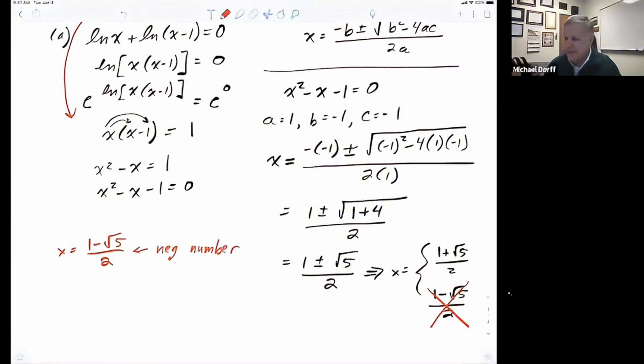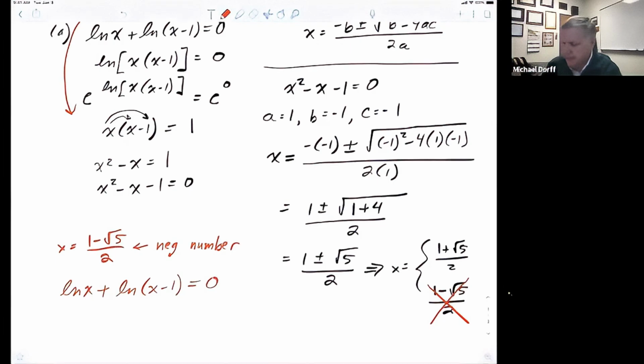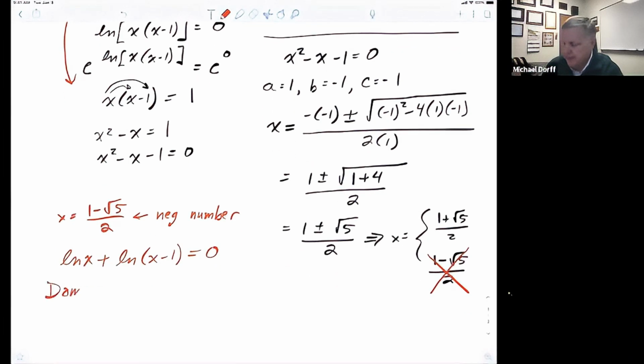And why can I not have x be a negative number? Well, if I go back to the original problem, it was the natural log of x plus the natural log of x minus 1 equals 0. And recall the domain for log functions: the part inside the log has to be greater than 0. It can't be negative and it can't be 0.